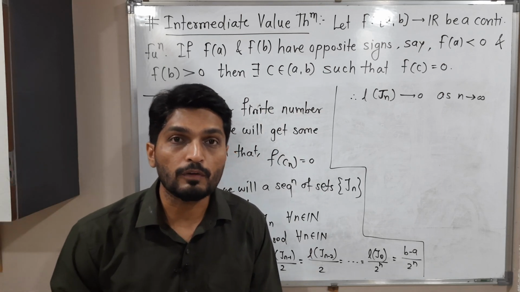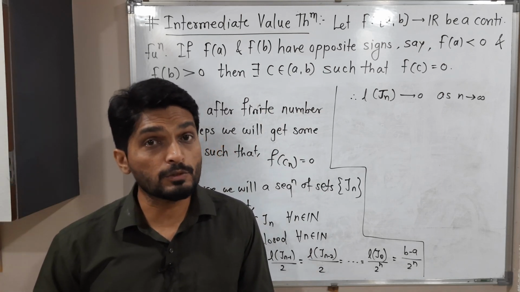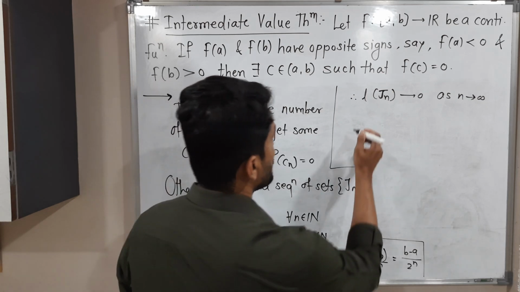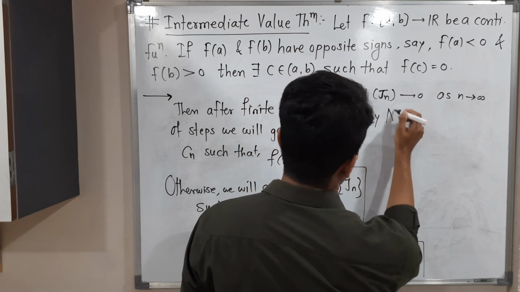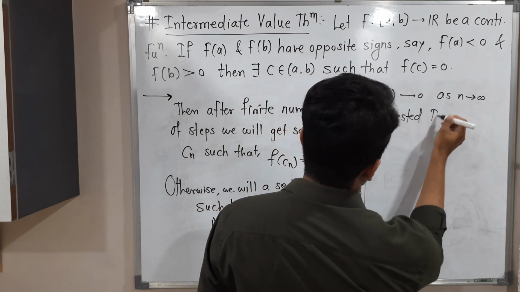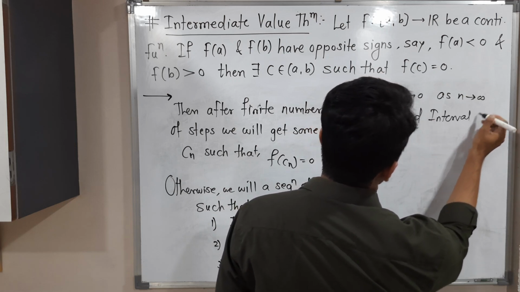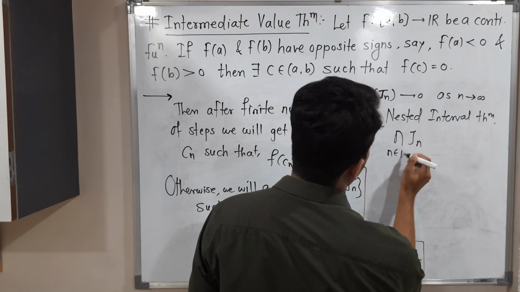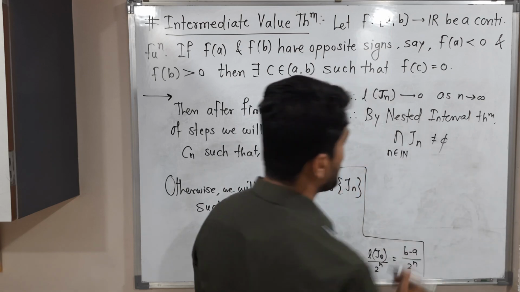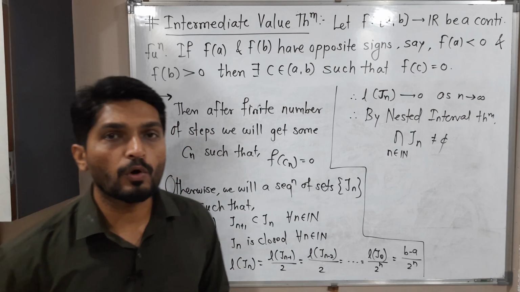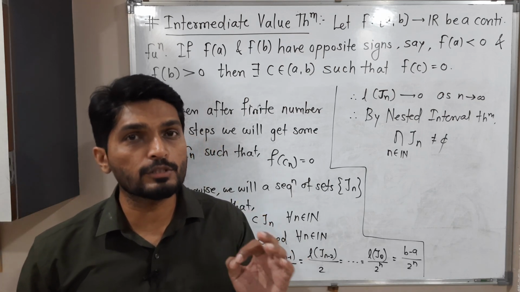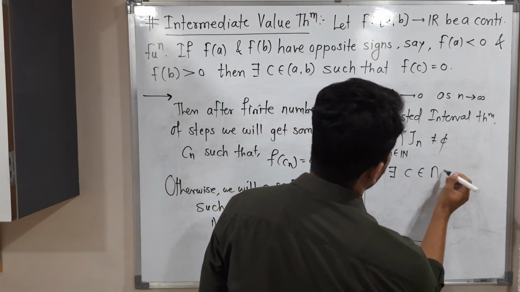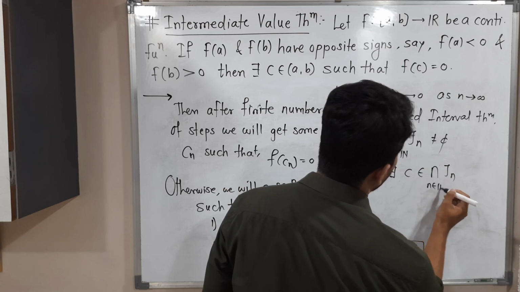Actually these are the conditions of the nested interval theorem. That means our sequence of sets Zn satisfies all conditions of the nested interval theorem. So by the nested interval theorem, the intersection of Zn, n belongs to the set of natural numbers, is non-empty. That means definitely we can find at least one point. Therefore there exists some c belonging to the intersection of Zn, n belongs to natural numbers.